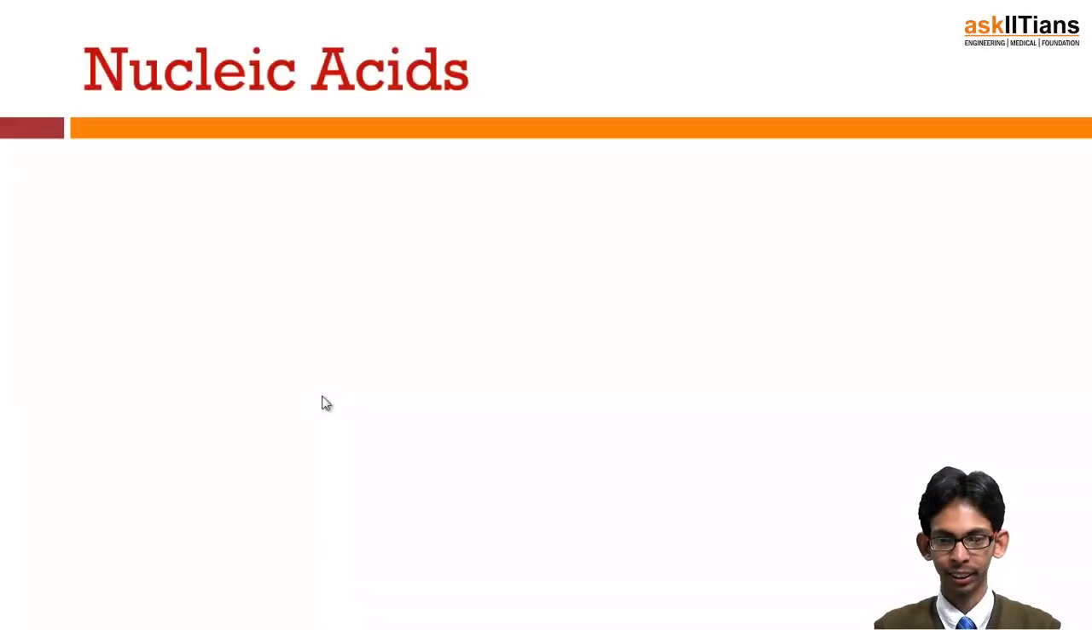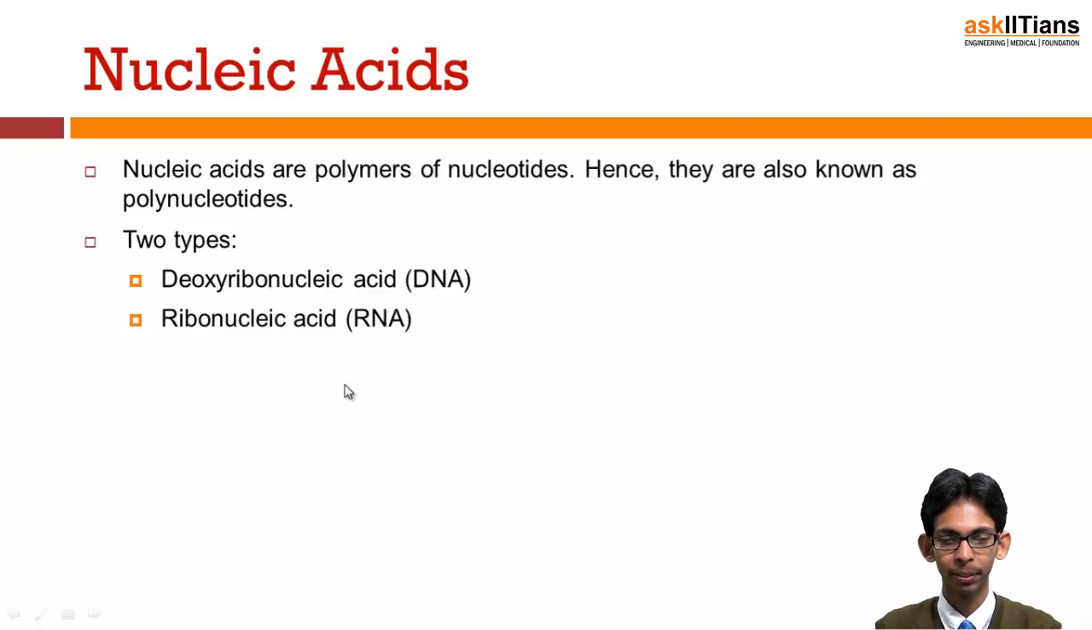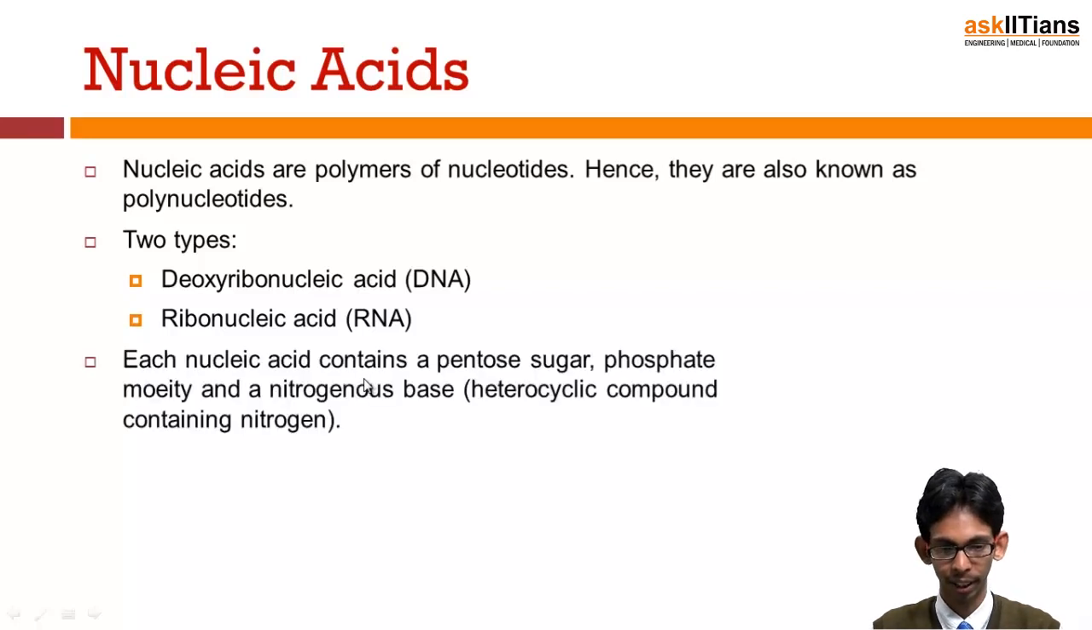Nucleic acids. Nucleic acids are basically polymers of nucleotides, and hence they are known as polynucleotides. We'll study what nucleotides are in the coming slides. And these are basically of two types. Deoxyribonucleic acid, you must be aware of DNA. Another is ribonucleic acid, which is known as RNA. These two are genetic materials in fact.